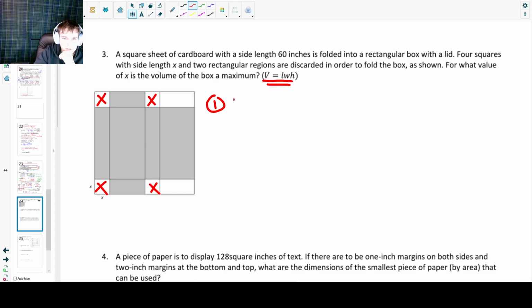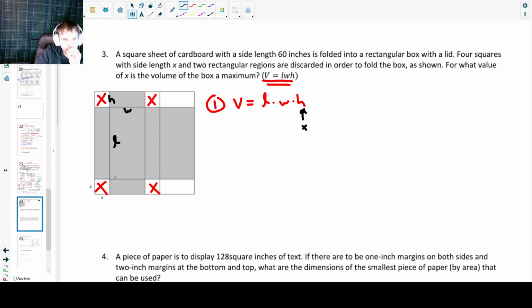So we have a volume equation of V equals length times width times height. Don't love any of that, because we have X's, and none of these are really X's, but let's think about it. The base of our box is a length times a width. And the height of the box, when we fold up this flap and this flap, that's going to be the height. So height is just X. That's good. That gets X involved somewhere.